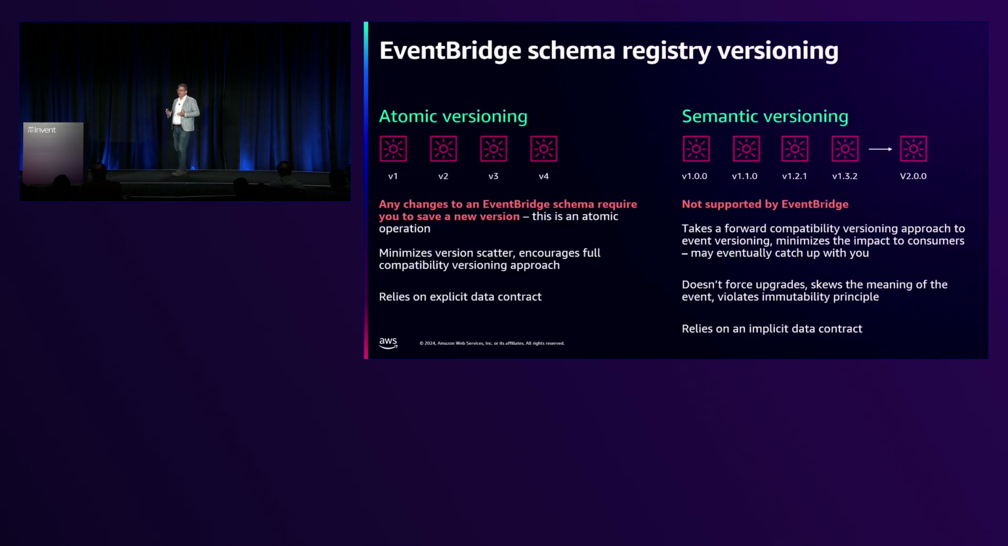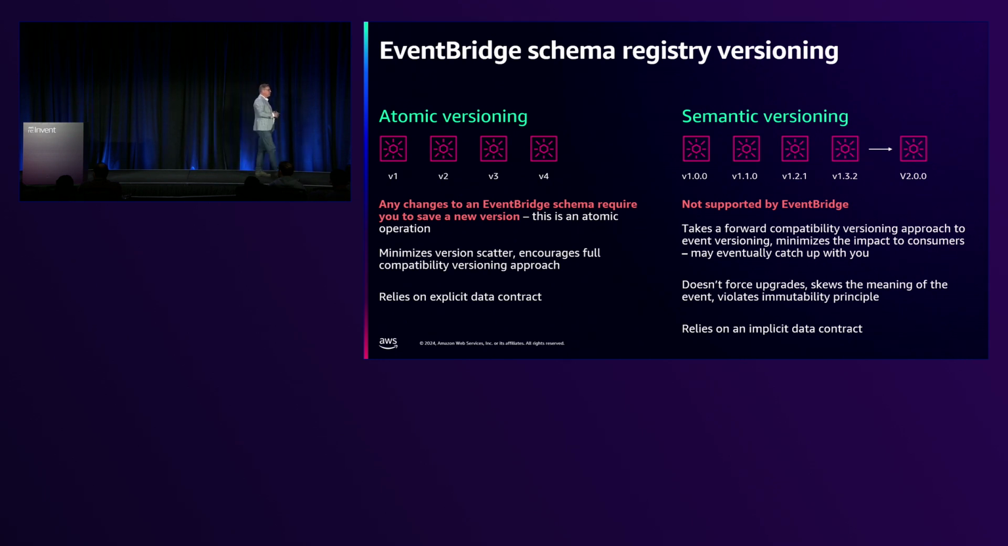Now, what this means for you and for EventBridge is that you need to understand that EventBridge actually only supports atomic versioning. So when you create or modify an event schema, you will actually get a brand new version of that schema. This is not a bad approach, in my opinion, because it forces us to think about how we're going to migrate those changes across the organisation, and relies on explicit data contracts to be published.